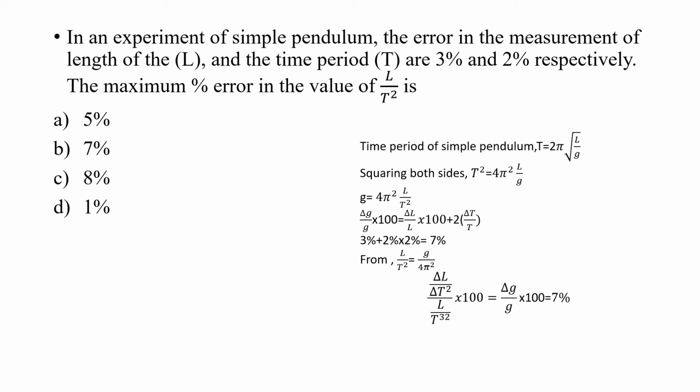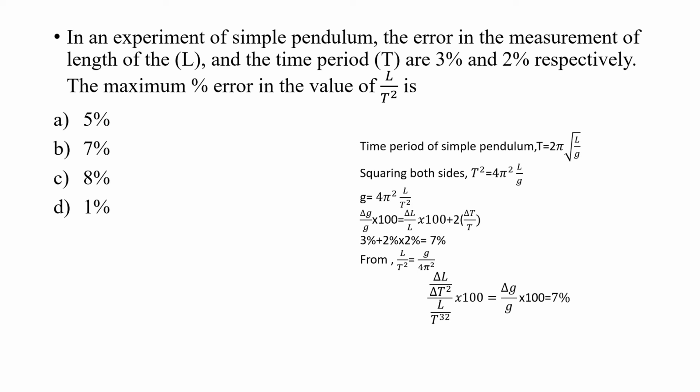The maximum percentage error in g is delta g by g into 100, which will be equal to delta L by L into 100 plus 2 into delta T by T into 100. Since T is in square term, we multiply by 2 into delta T by T. On substituting the length as 3% and time as 2%, we get 3% plus 2 into 2% equals 7%.